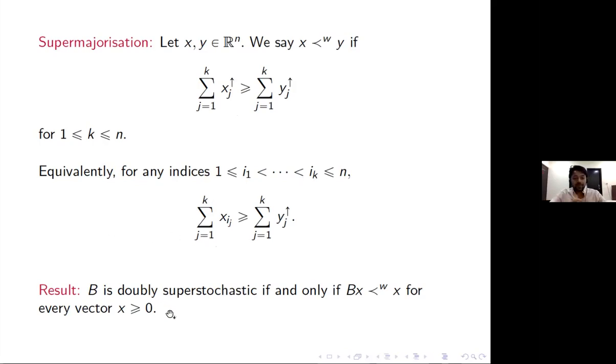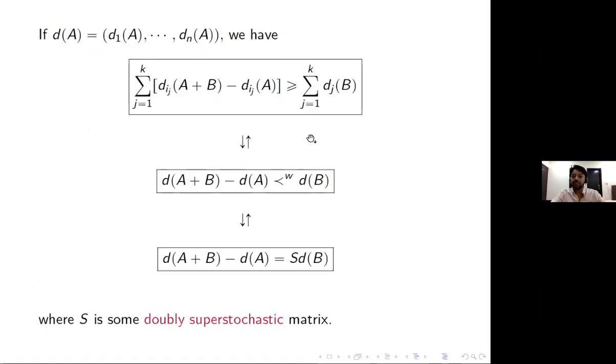So with these things in mind, let's recall the expression for the Lidskii type inequalities that we have. Again, given any k arbitrary indices, we have this set of inequalities. And from the equivalent condition on supermajorization we just saw, this set of conditions is the same thing as showing that the vector dA plus B minus dA is supermajorized by vector dB, where vector dA consists of the symplectic eigenvalues of A, and so dB, and so dA plus B.